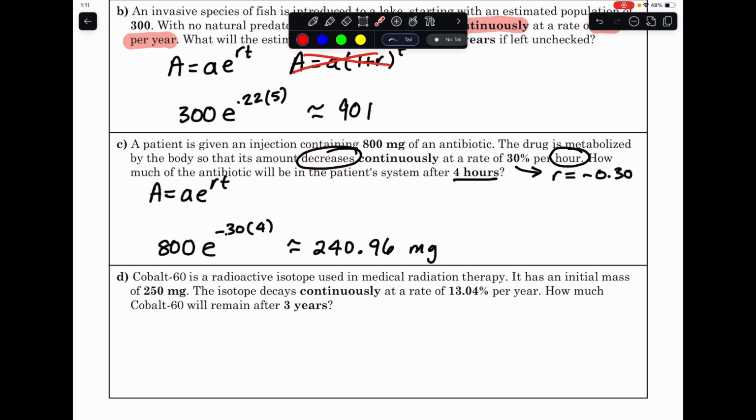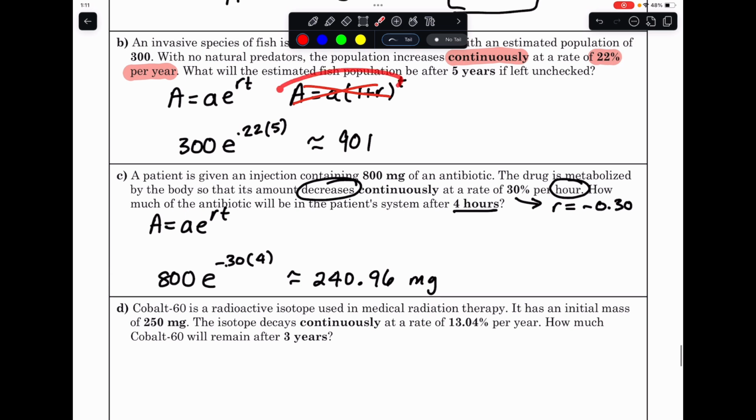If you don't have a negative number there, even if you're using this formula, the number will always end up being bigger than what you started off with. So had I used positive 0.30, I would get a number bigger than 800, and that logically doesn't make any sense because the value should be decreasing, it should be going down.